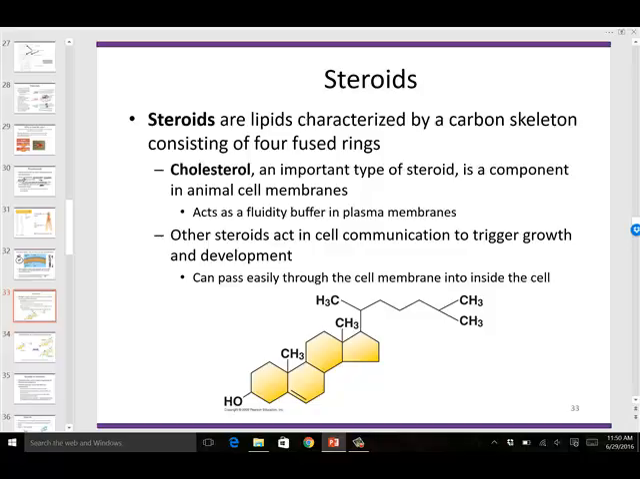Cholesterol is an important component in our cell membranes, actually the cell membranes of all animals. What cholesterol does there is it acts as what's called a fluidity buffer. So it helps the cell membrane be a little looser, and at the same time it helps it be a little more rigid.